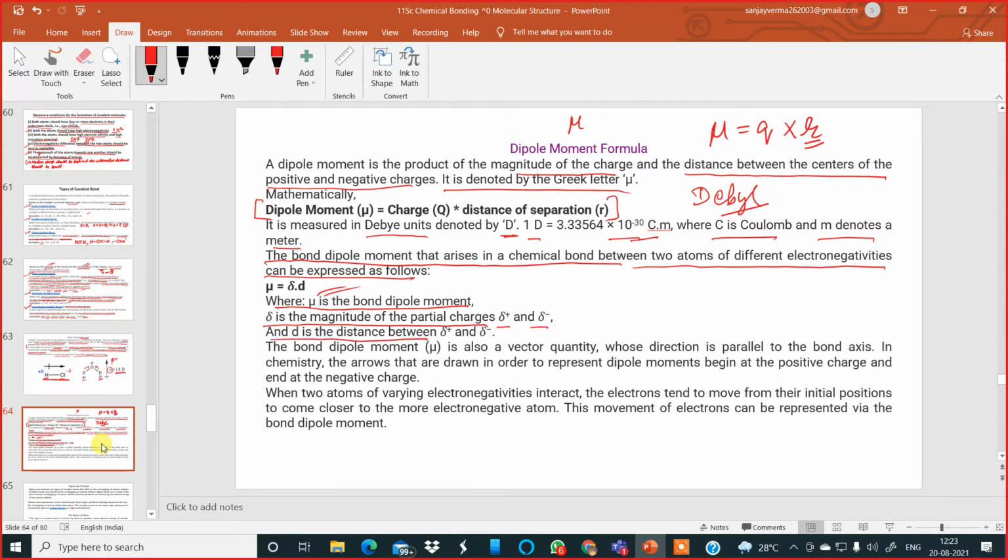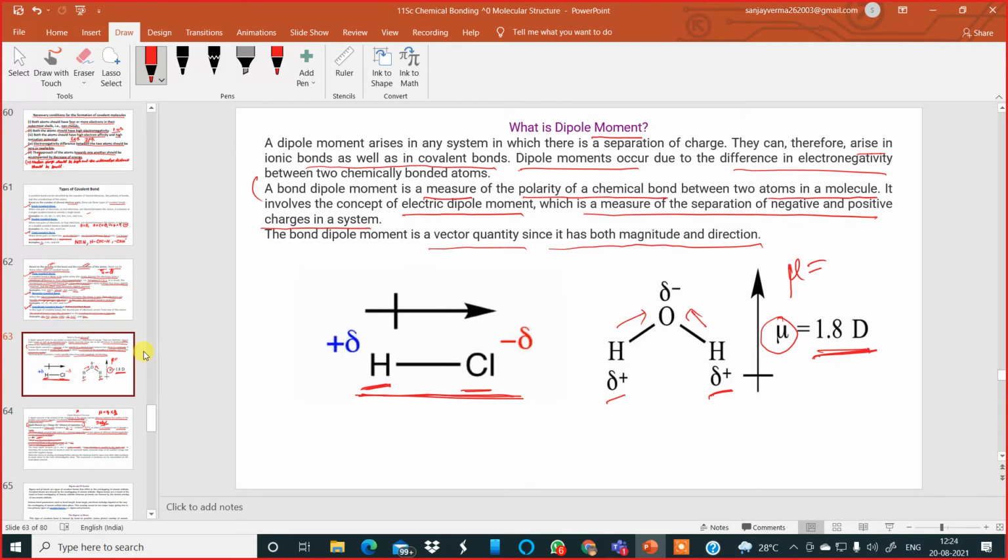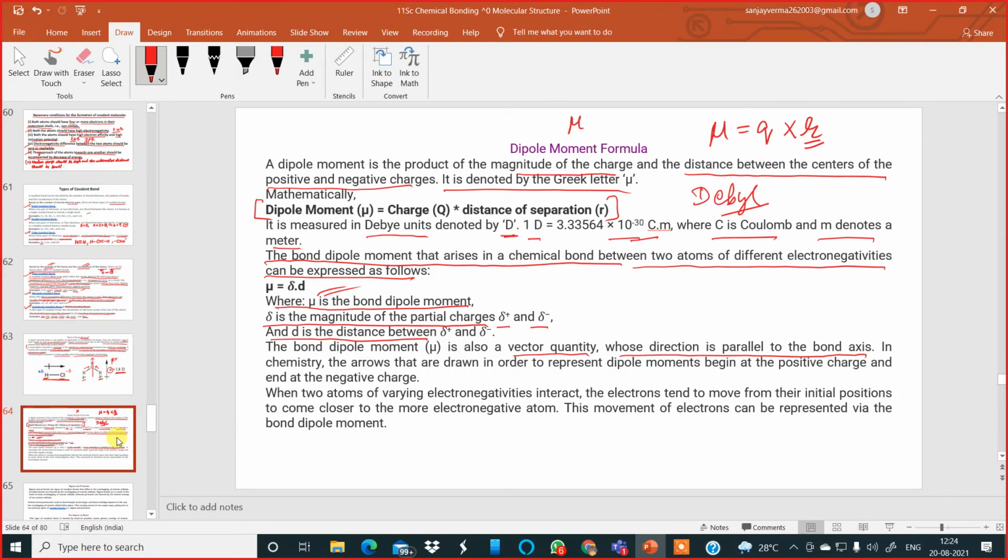Now, we know that it is a vector quantity whose direction is parallel to the bond axis. If you look at the diagram in the previous slide, the direction is parallel to the bond axis this way. It is directional. In chemistry, the arrows drawn to represent dipole moment begin at the positive charge and end at the negative charge. So when we put the symbol for dipole moment, we put an arrow and cross the arrow at the tail to represent it.